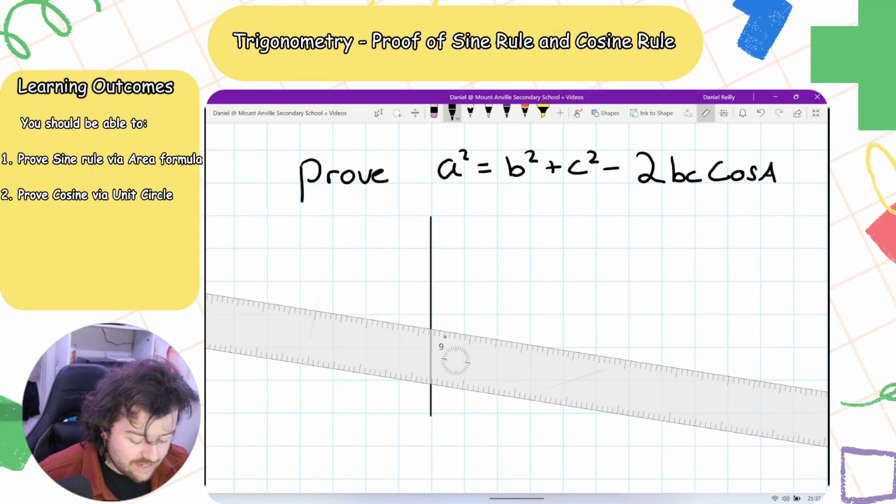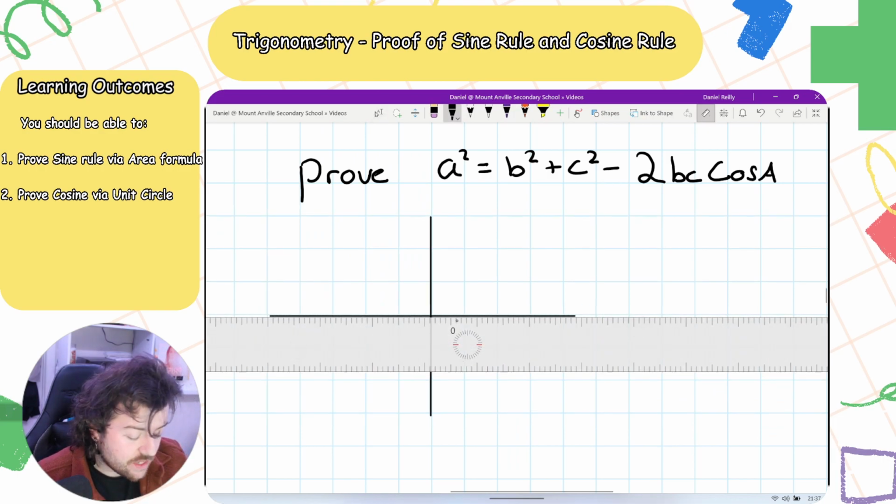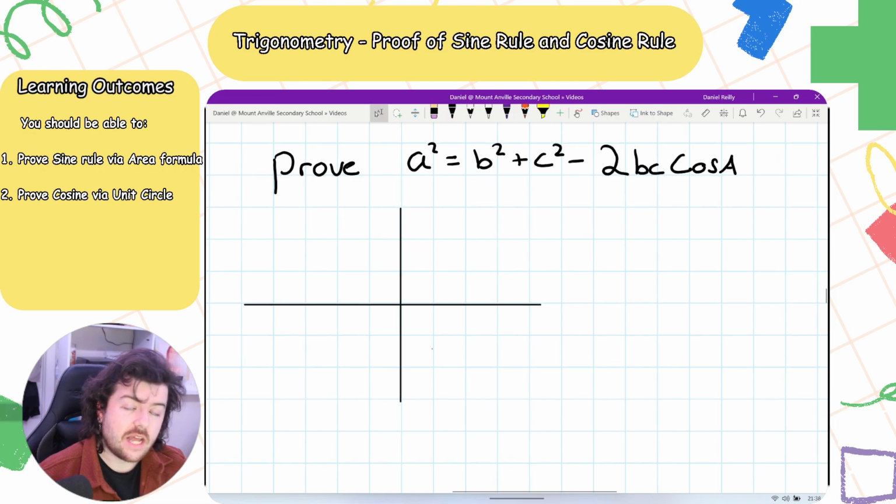Hey, so in this video, we are going to be learning how to prove the sine and the cosine rule. Proofs are very important to learn, but also very important to understand, because if you understand your proof, you will not have to learn it off. In the Leaving Cert higher level course, there are multiple proofs that you do have to learn, two being the cosine rule and the sine rule, which we are proving today.